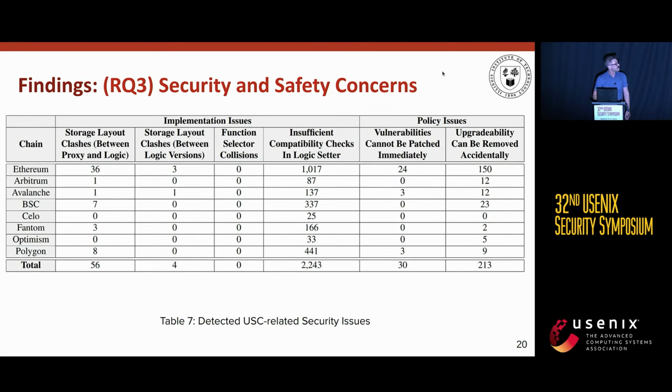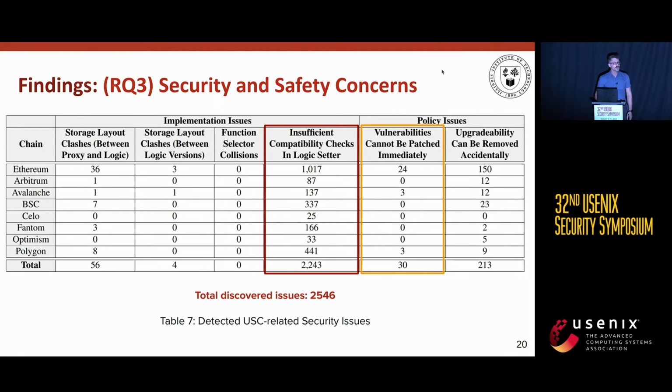Finally, and most importantly, there are the security and safety concerns. We found just over 2,500 security issues in this data set, a vast majority of which have to do with a class of issues that was not really documented anywhere prior to the study, which is insufficient compatibility checks in the logic setter. I'll get into an example of that, but I also want to point out that there are 2 broad categories of issues: implementation issues like the compatibility checks, but also policy decisions like using a time lock for upgrades, which can lead to vulnerabilities that cannot be patched immediately.